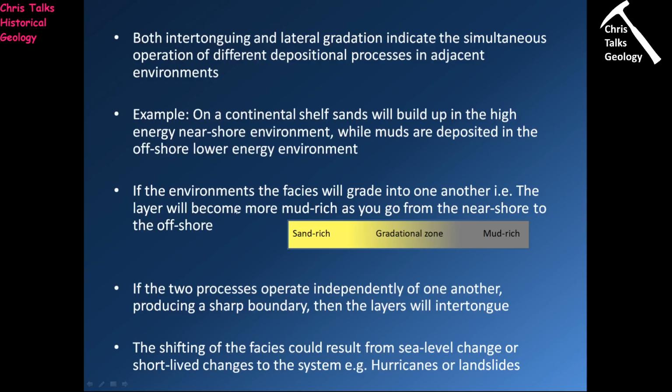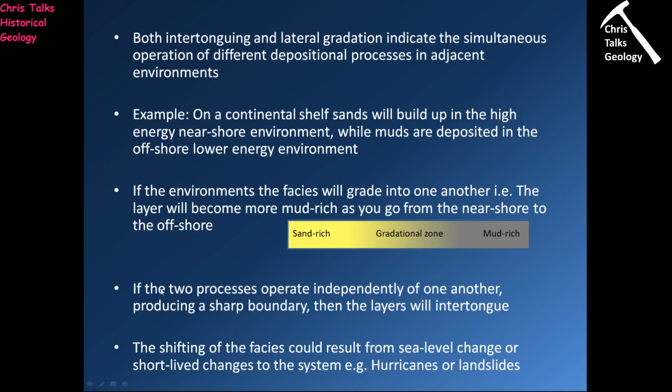And so if the environment facies grade into one another, the layer will become more mud rich. This is a very simplistic diagram, just trying to show that process. Here we have our moderate to high energy beach environment, which is sand dominated, and here we have our low energy mud rich environment. In the case of a gradational boundary, you're going to see the amount of sand steadily decrease as we move this way, and the amount of mud steadily increase.